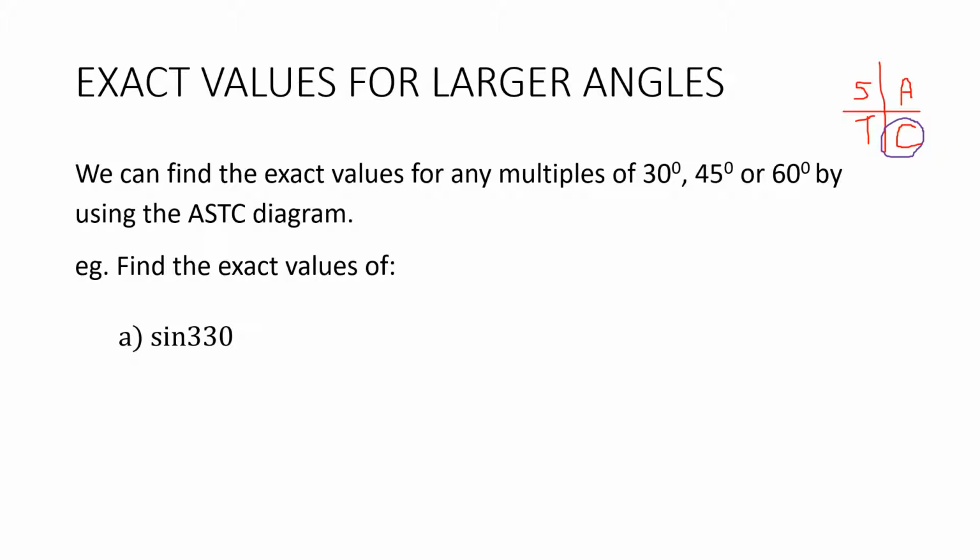So I want to rewrite that as sine of 360 minus 30. The next thing we've got to think about is whether sine is positive or negative in that quadrant. And down here, this C is telling us that only cosine is positive, so sine is negative. So sine 330 is going to be exactly equivalent to negative sine 30. And we just worked out that sine 30 is a half. So sine 330 will equal negative a half.